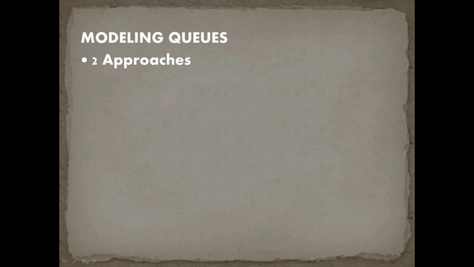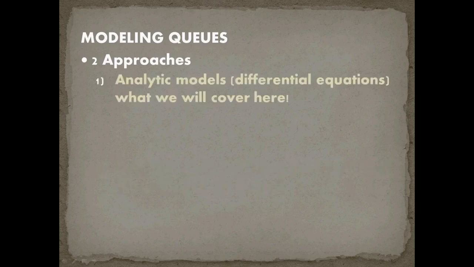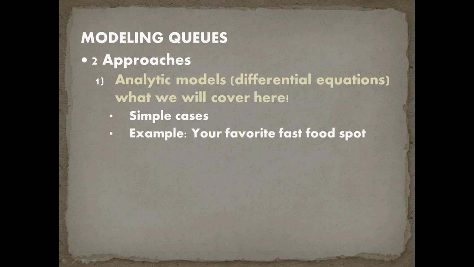To model a queue, there are two basic approaches. The first approach is analytic models, and these use equations, and it's what we're going to do here. This works really well for simple cases, like almost every fast food restaurant out there, and to be honest, does very well in even more complex cases.